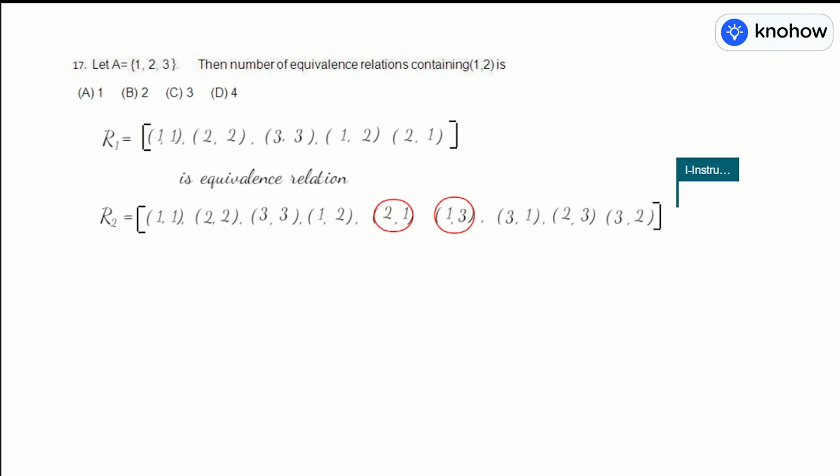So this is another, now it can easily be verified that yes, this is also an equivalence relation. And there is no other possibility for an equivalence relation on 1, 2, 3 with (1, 2) always included. So there are only two such equivalence relations, R1, R2, possible. So your B choice is the correct answer.